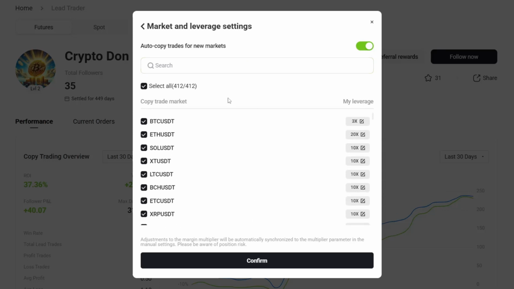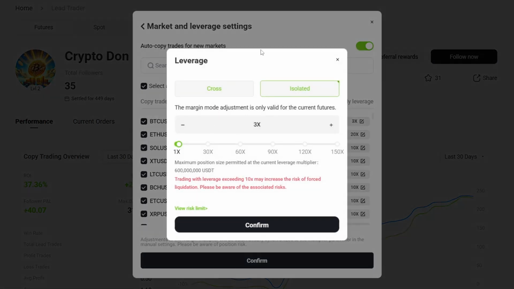If there's a token we didn't like, for example, Sol, we click this off. Now, if our trader would make a trade with Sol, we would not copy that trade, but we're just going to keep that selected. On the right, under my leverage, if we click on this little notepad, this is where we can deal with the margin settings and our leverage.